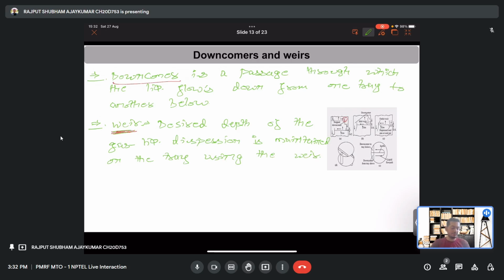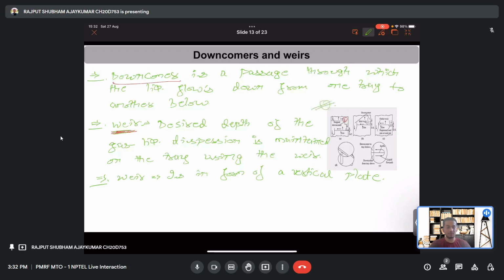Okay, and this weir is in the form of vertical plates. The liquid coming from the downcomer flows over the weirs and will flow down to another downcomer. So weir is in the form of vertical plates, and there are different types of weirs also, like I've shown in this figure.